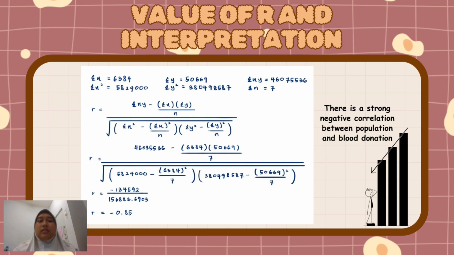What does this mean? It means that when one variable increases, the other tends to decrease. So that means as the population increases, the blood donation decreases. Thus, there is a strong negative correlation between population and blood donation. So in short, the value of r equals negative 0.85 tells us that there is a consistent and strong inverse relationship between the two variables.